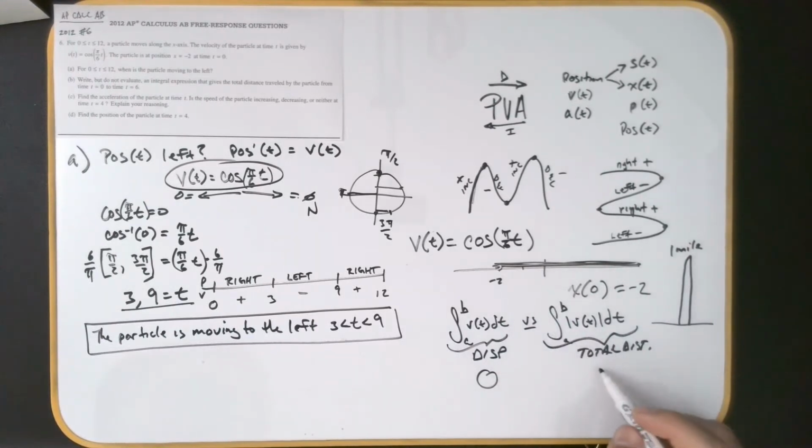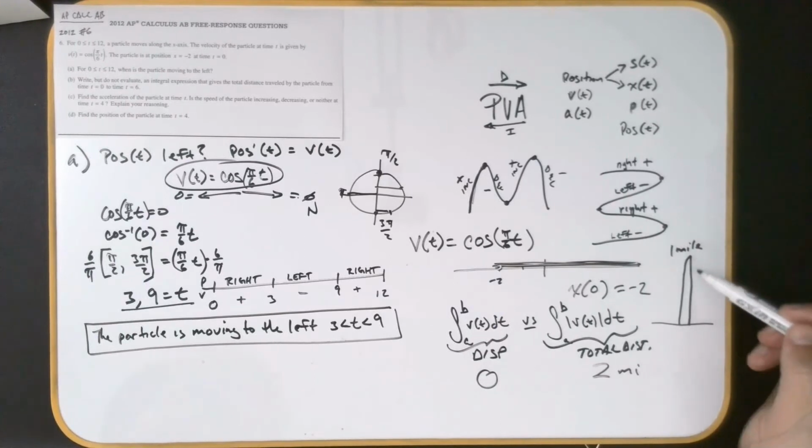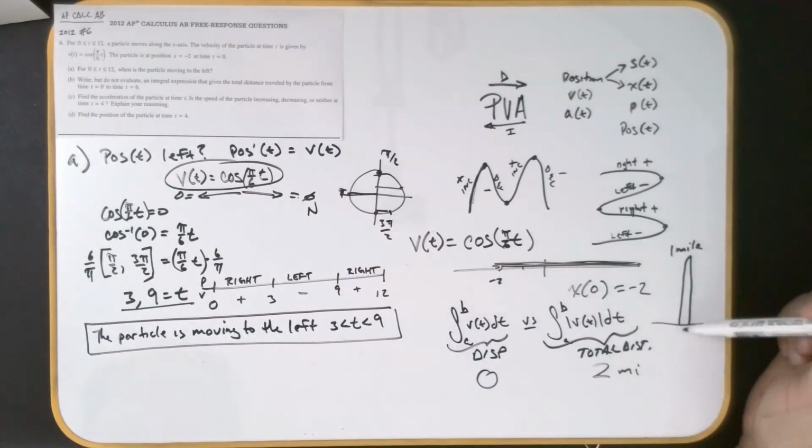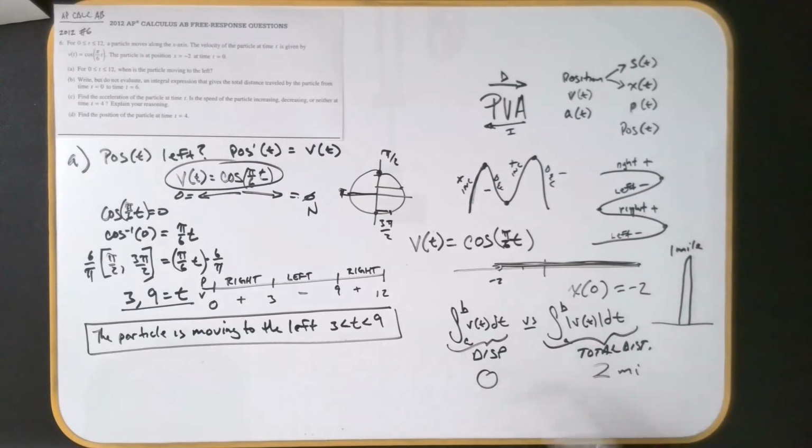But what's the total distance traveled? The total distance would be 2 miles, because you went up a mile and back a mile. Well, if you don't adjust your velocity for absolute value, downward direction will be negative, upward will be positive, and they're going to cancel each other out. So it's very important. You just have to know that difference. Well, that's really important for letter B.